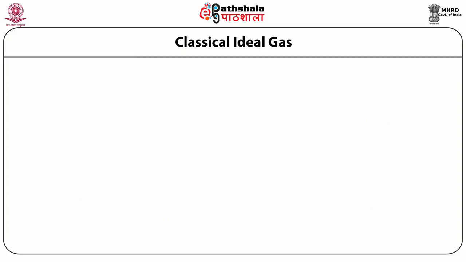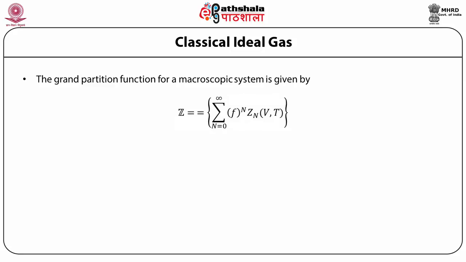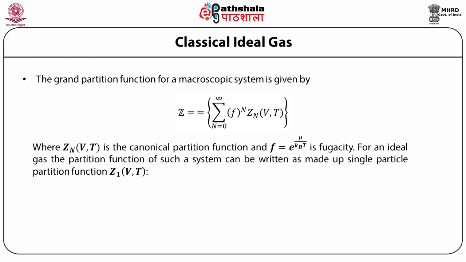Classical ideal gas. The grand partition function for a macroscopic system is given by Z equals the summation over N from 0 to infinity of f raised to the power N Z_N(V, T), where Z_N(V, T) is the canonical partition function and f equals e raised to the power mu upon k_B T, called fugacity.